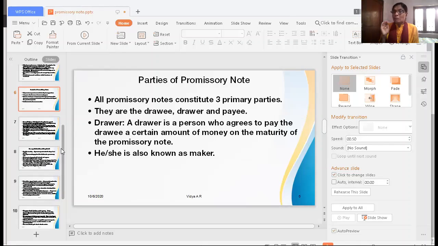Then who are the parties to the promissory note? That's also important. All promissory notes constitute three primary parties. They are the drawee, drawer, and payee. But visibly we can find only two people. That means a drawer is a person who agrees to pay the drawee a certain amount of money on the maturity of the promissory note. He is also known as the maker.